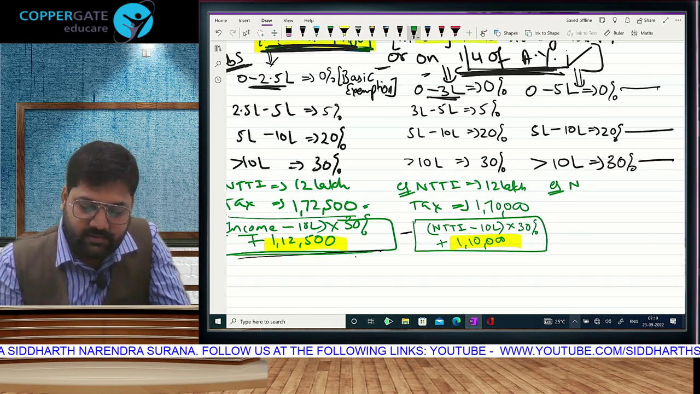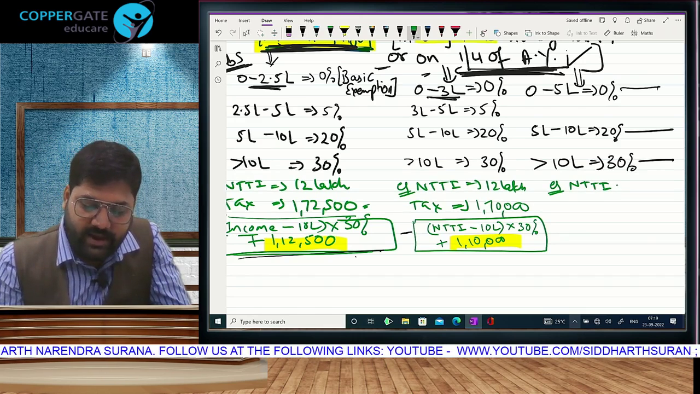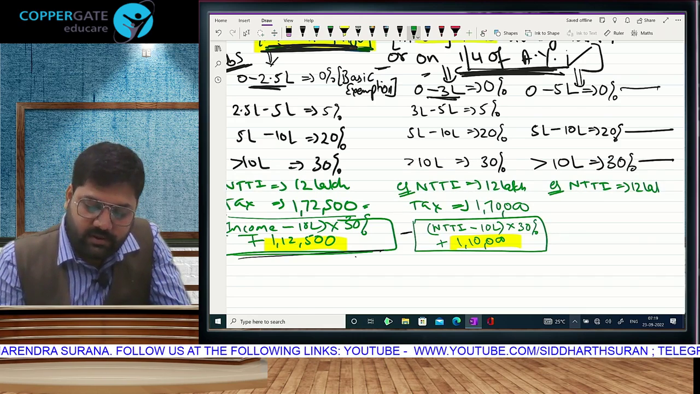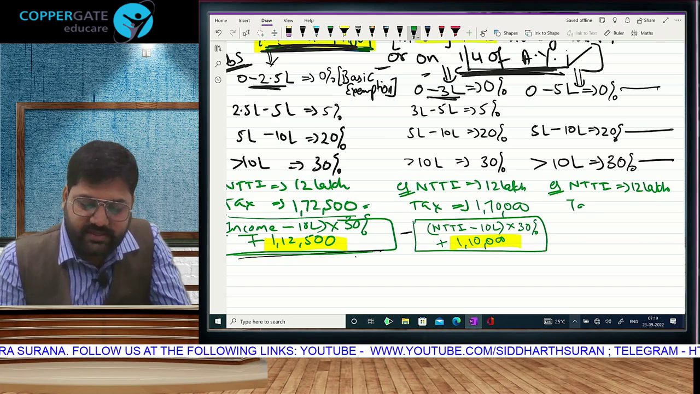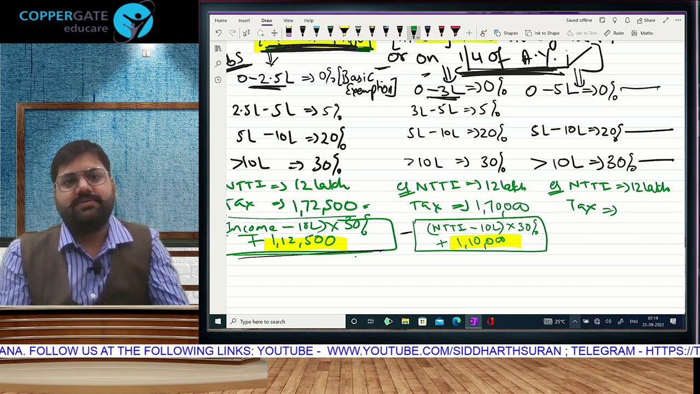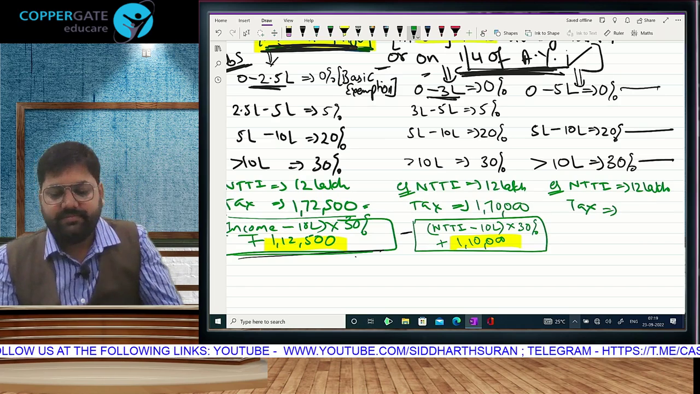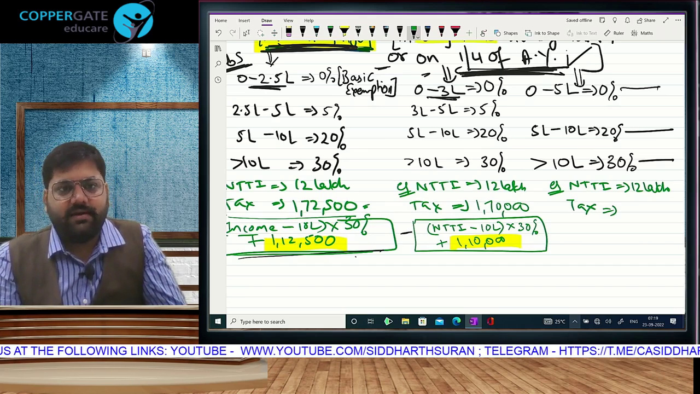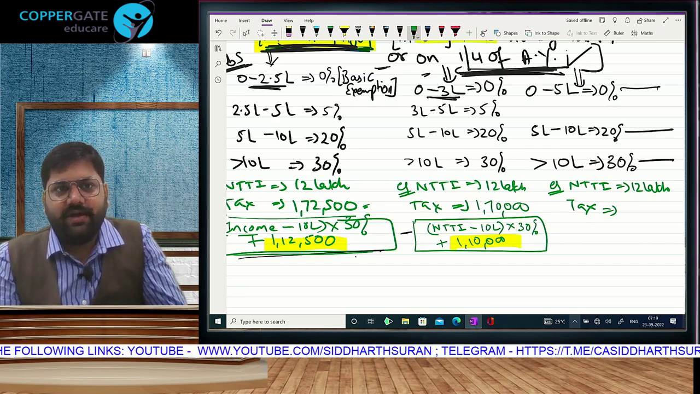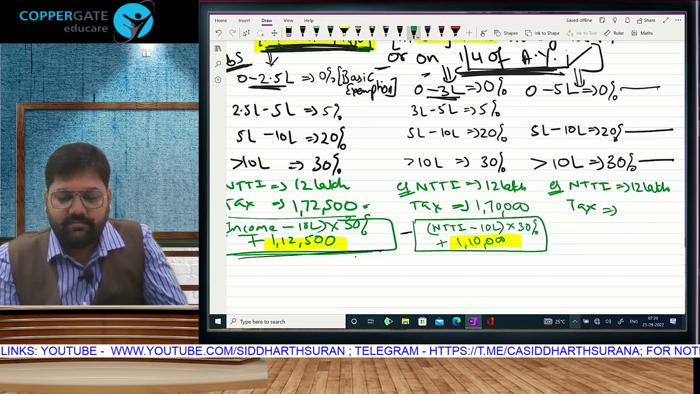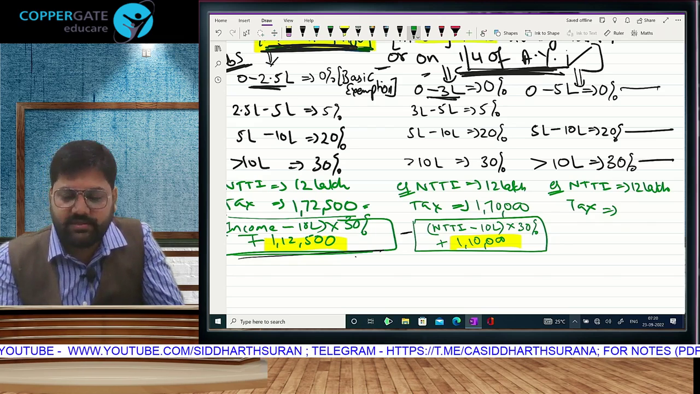for example, net taxable total income 12 lakh. Again, this time you will apply the slab and calculate the tax for me. 0 to 5 lakh nothing, basic exemption. 5 lakh to 10 lakh 20%, more than 10 lakh 30%, and thus the tax comes to rupees.